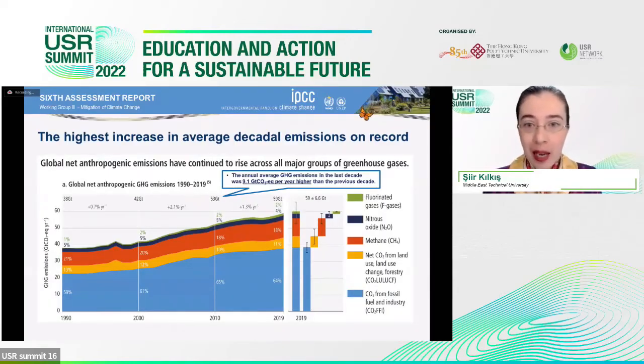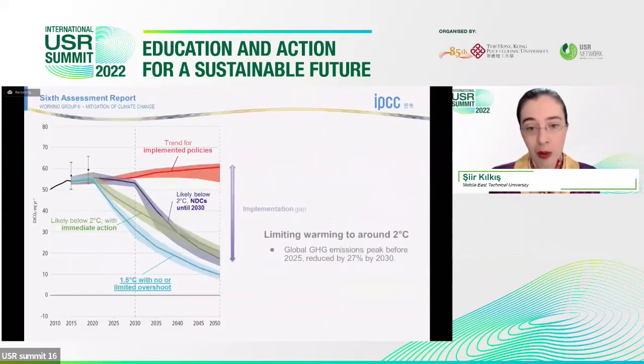In our recent IPCC report, it's clear that greenhouse gas emissions are still rising. The annual average of greenhouse gas emissions over the last decade is about 9.1 gigatons CO2 equivalent higher than the previous decade. So there needs to be some system transformation. We cannot do things as we have done them before. System transformations can guide us on how to shift to a more sustainable climate future.